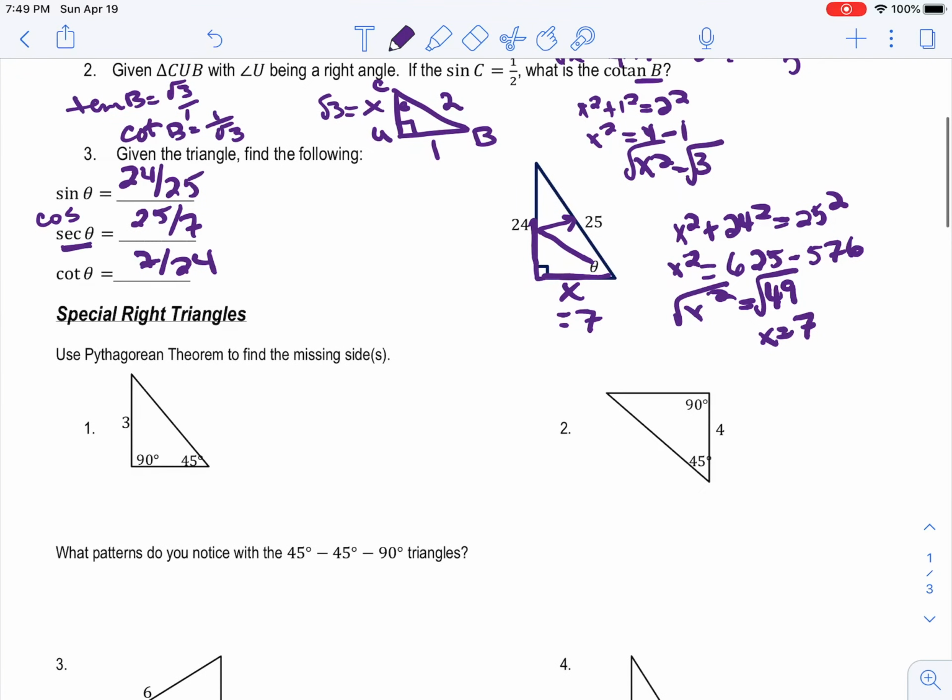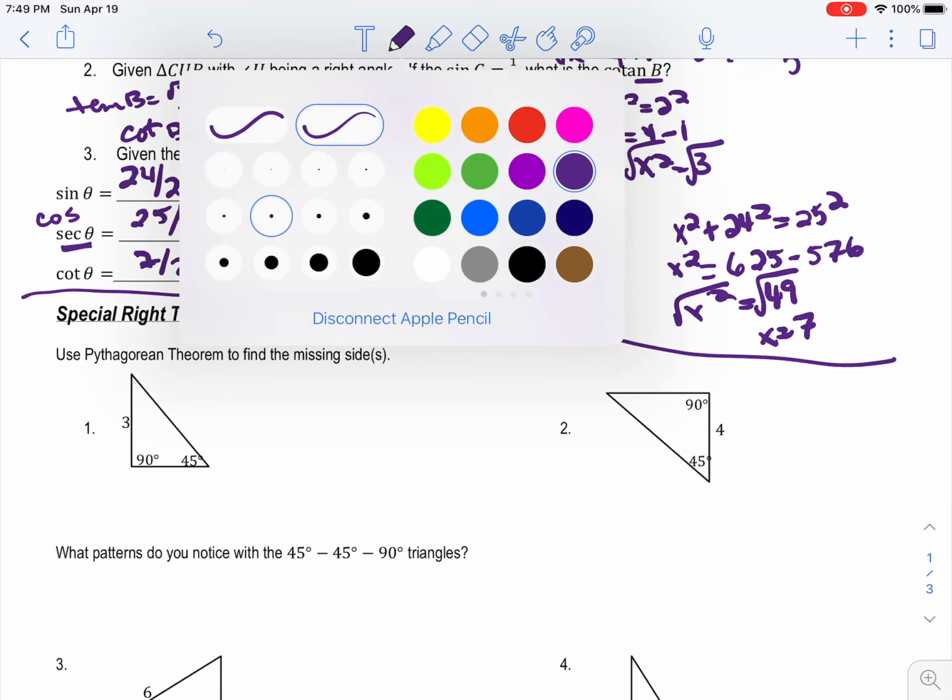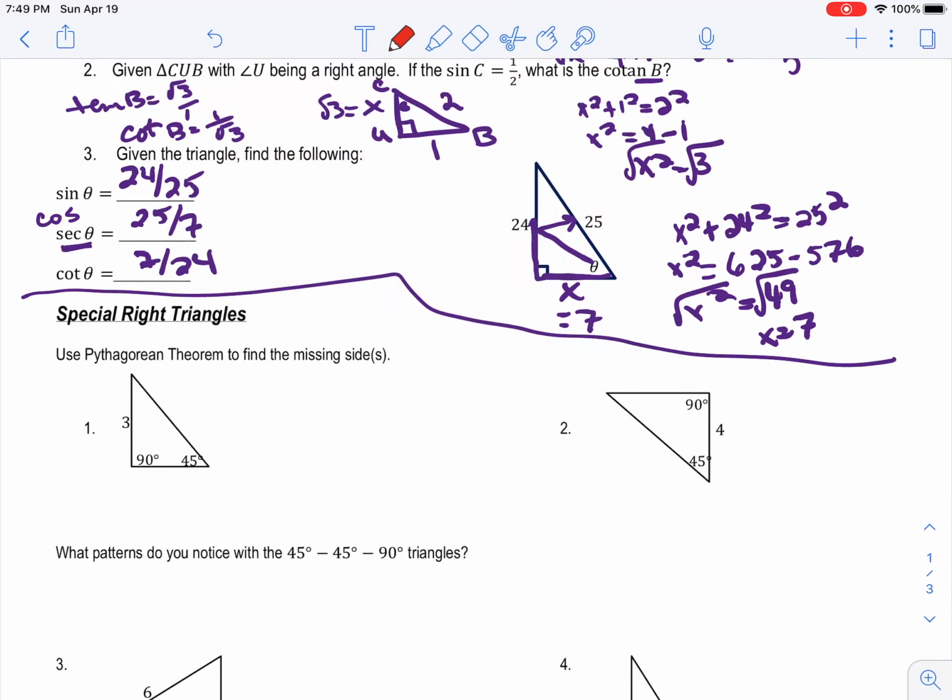Okay, so in this next section, we're going to talk about leaving answers exact. And exact means you cannot put them in your calculator. So these are no calculator. You need to simplify your square roots and you need to use that type of answer. It will have square roots in them. It's okay. Okay? So use Pythagorean theorem to find the missing side.